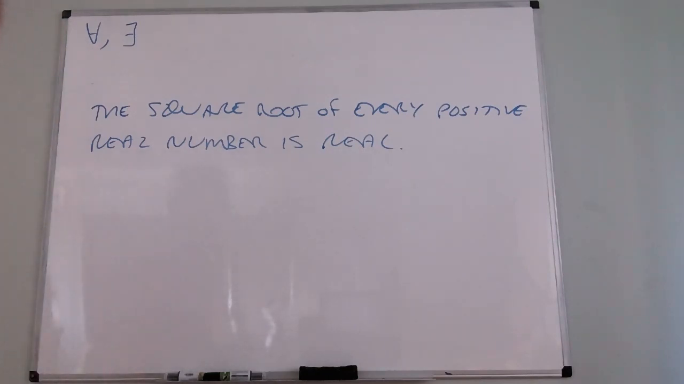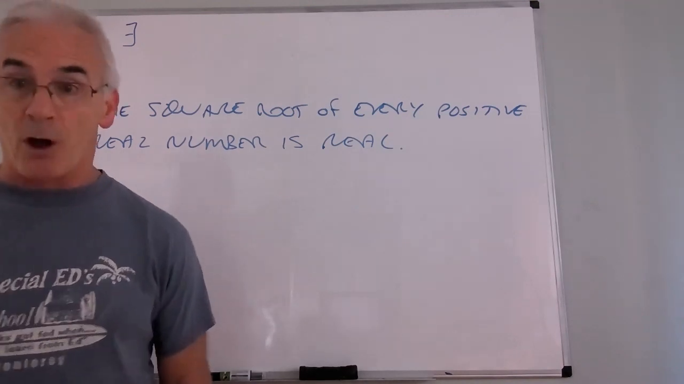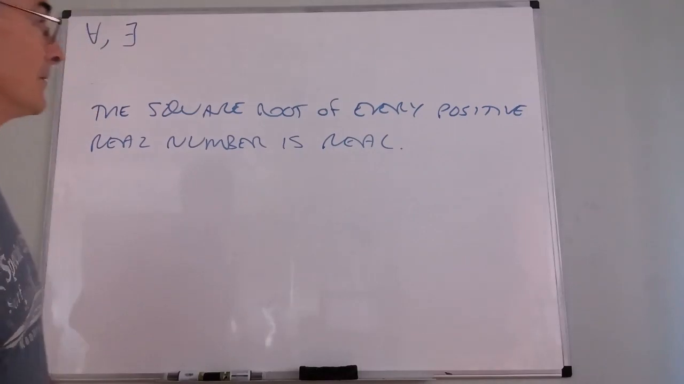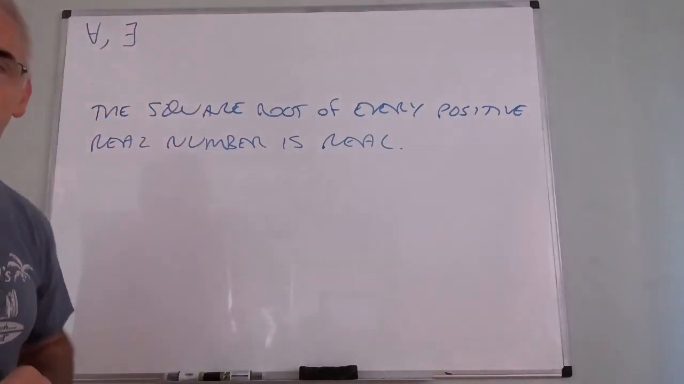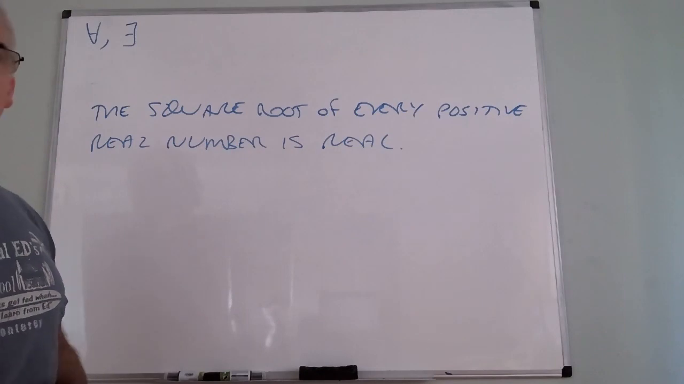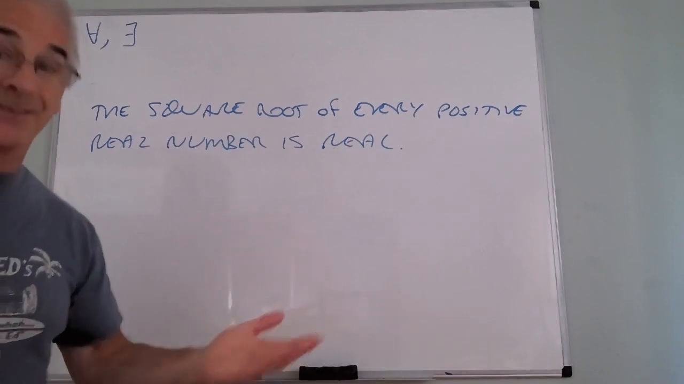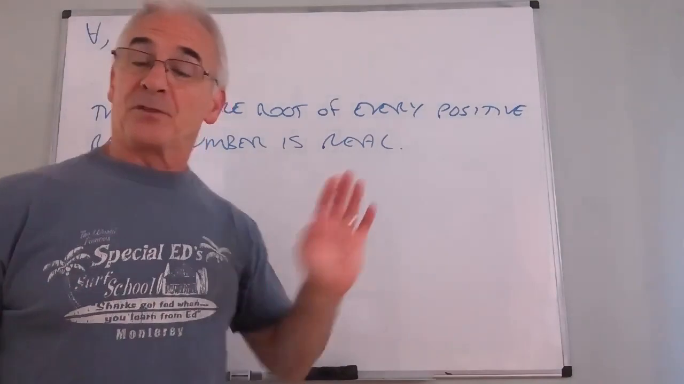True. If I said the square root of every real number is real, that would be false. If I took out the word positive, tell me why that would be a false statement, by the way. Square roots of negative numbers are imaginary. Yeah, and that's kind of important. So this is a true statement.